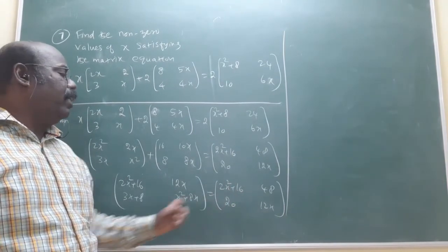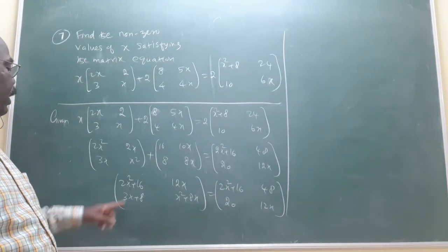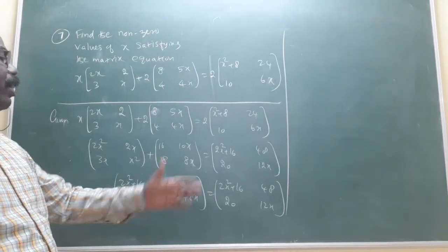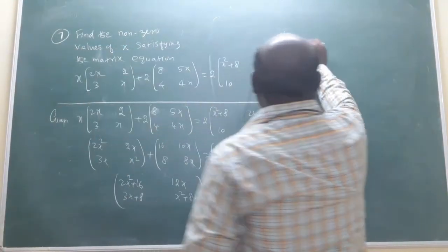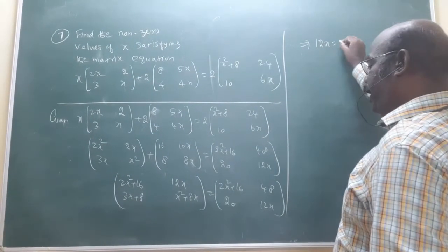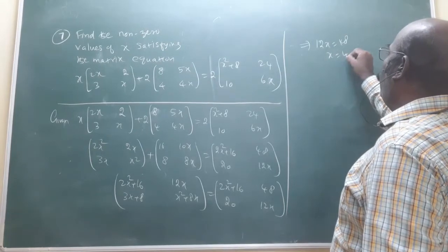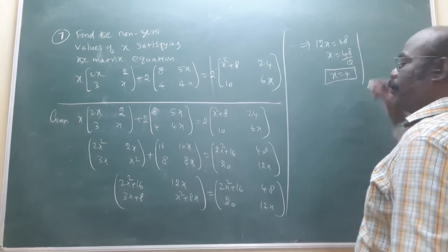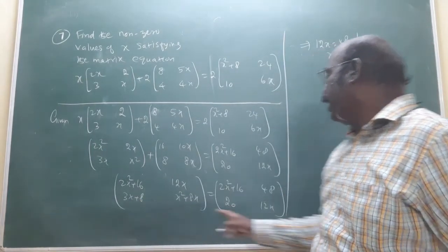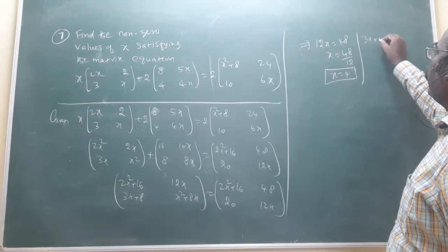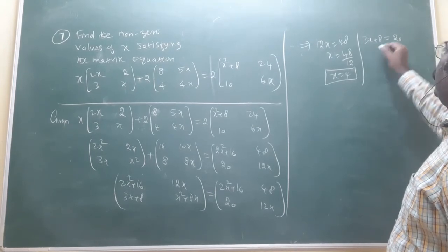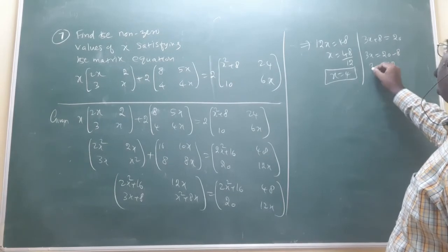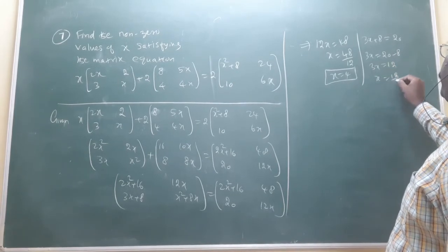Now, two matrices are equal means equating the corresponding elements. The next is 12x is equal to 48. The x is 48 by 12, which is 4. First answer 4. Next, 3x plus 8 equal to 20. The 3x equal to 20 minus 8, that is 12. X equal to 12 by 3, 4 only.